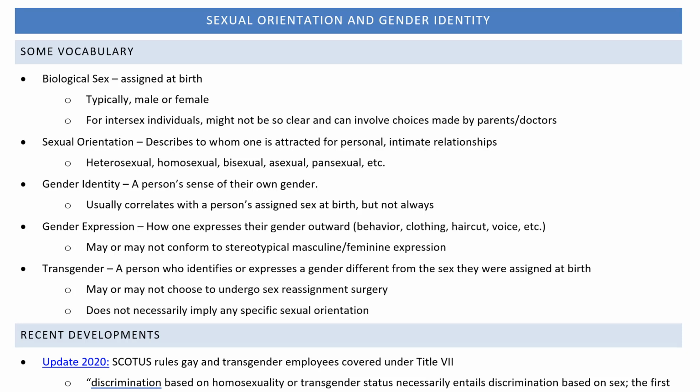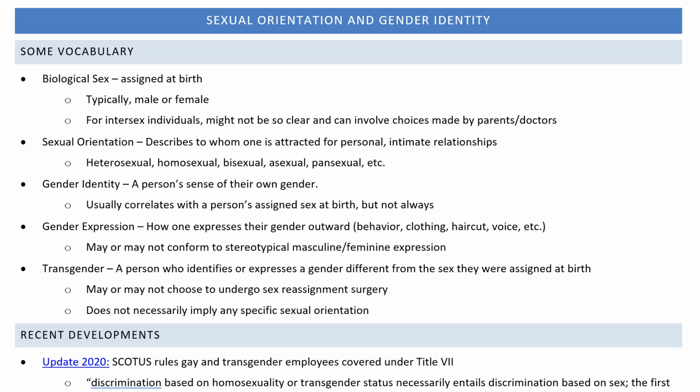Transgender is a term that identifies a person who expresses a gender that is different from the biological sex they were assigned at birth. Transgender people may or may not choose to undergo sex reassignment surgery. And being transgender does not necessarily imply any specific sexual orientation. So a person can be transgender and choose what their sexual orientation will be, choose what their gender expression will be.